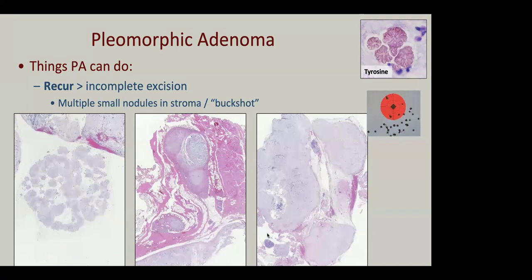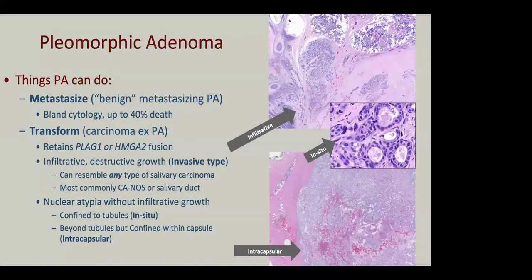You can see these teeny little nests here at the bottom to these larger ones that are very stroma rich. Sometimes the stroma shows tyrosine crystals. It's just a little interesting fact. We don't really see these tyrosine crystals in any other neoplasm. It can also transform to a malignant carcinoma ex PA, in which case it would generally retain the genetic driver.